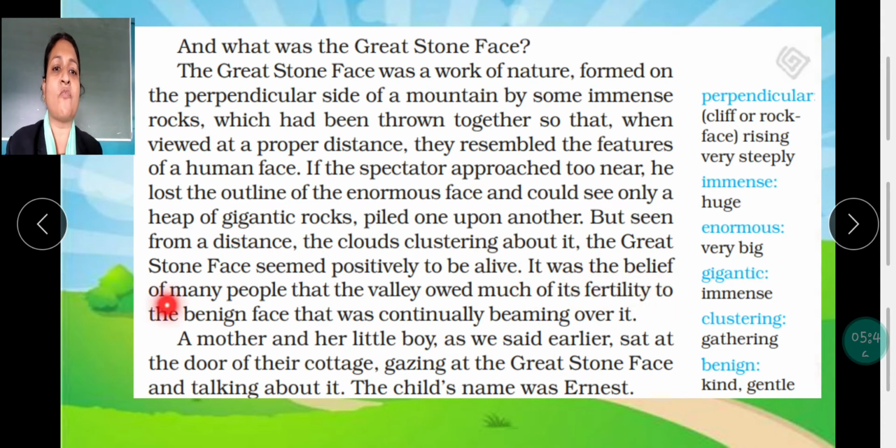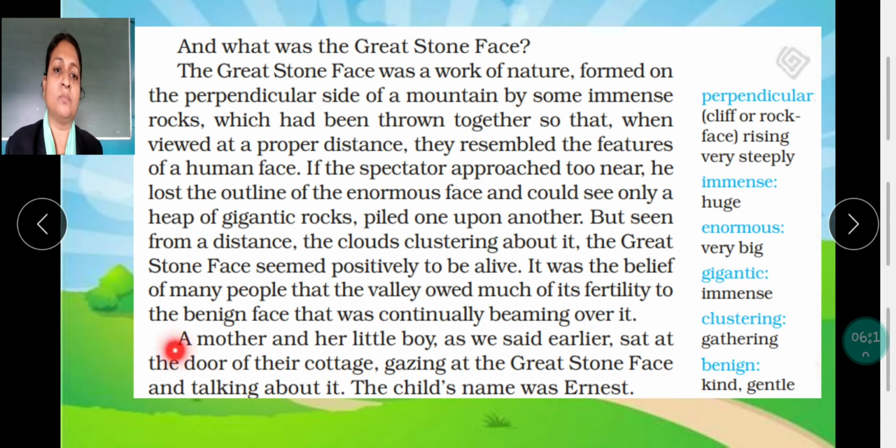It was a belief of many people that the valley owed much of its fertility to the beaming face that was continually beaming over it. So that village had a fertile land. All that fertility, they were giving credit to that particular face. Benign means kind, gentle face.